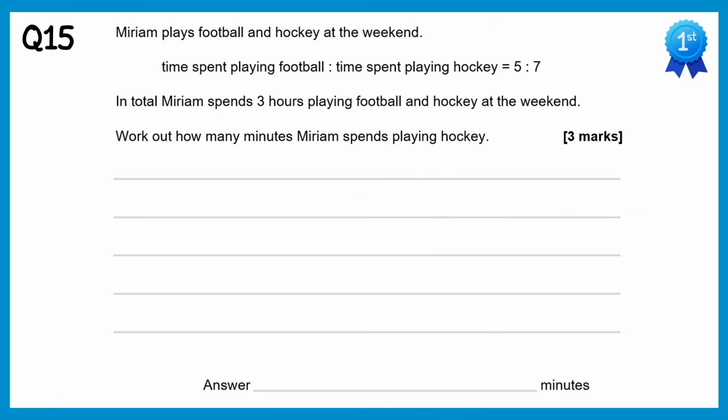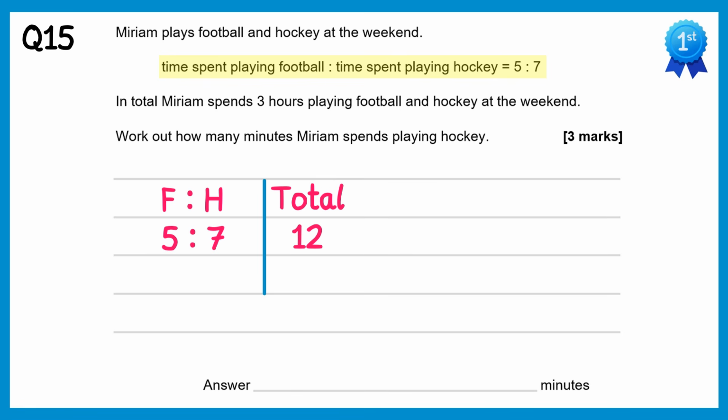In this question, we're told about the ratio for time playing football to time playing hockey, and that's the ratio 5 to 7. So let's write that down. For football to hockey, the ratio is 5 to 7. Now, since we're dealing with the total time in this question, let's create an extra column here for the total number of parts of the ratio. If you add together 5 and 7, you get 12. So there are 12 parts to this ratio.